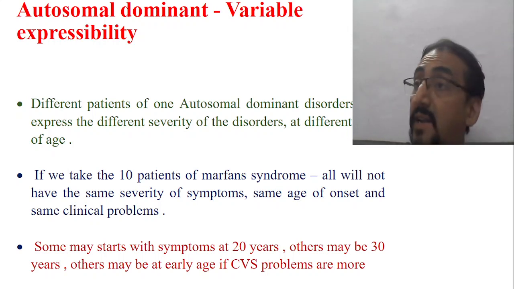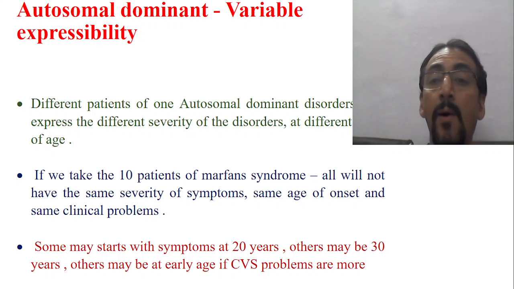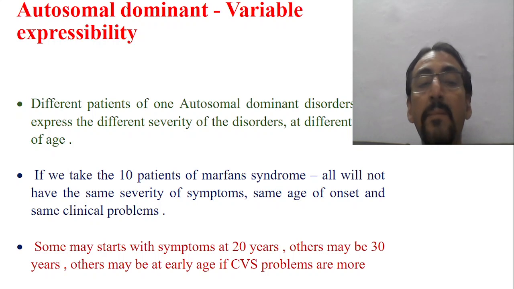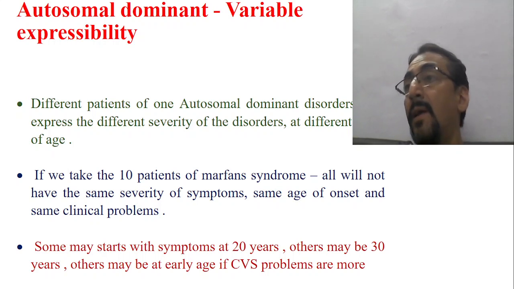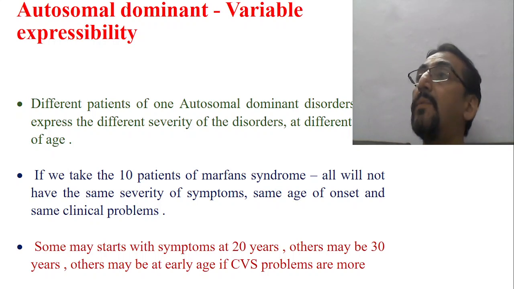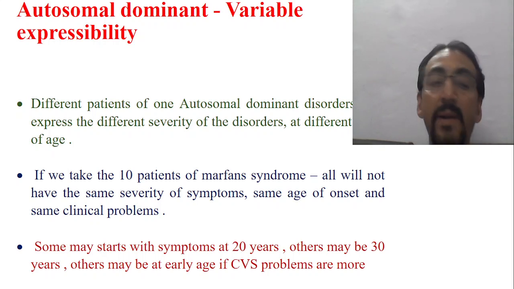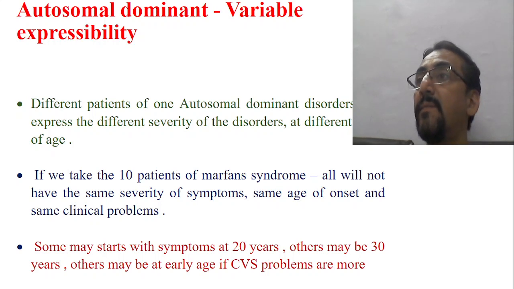So if we take 10 patients of Marfan syndrome, all will not have the same severity of symptoms at the same age of onset and the same clinical problems. Okay, so this is called variable expression or variable expressibility. The bone problems may be identified only after 20 years, but cardiovascular system problems may be identified as early as 1 or 2 years. Age of onset, he is now only 2 years, but only bone problem is there, cardiovascular problem is not there.